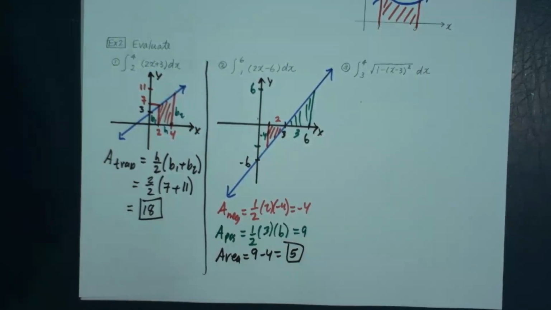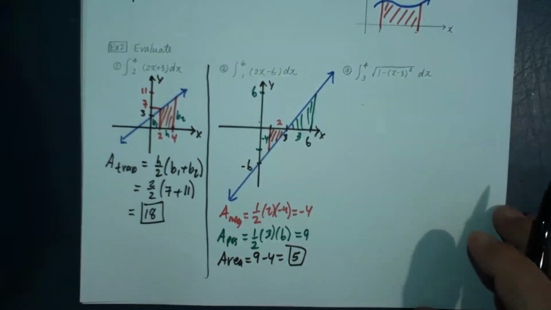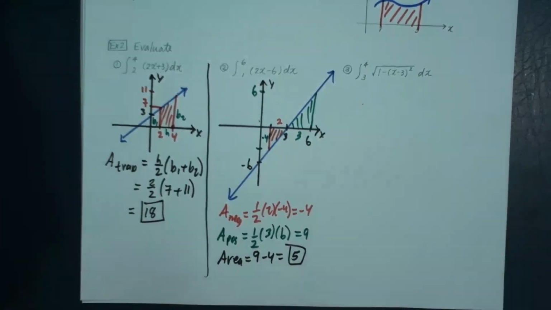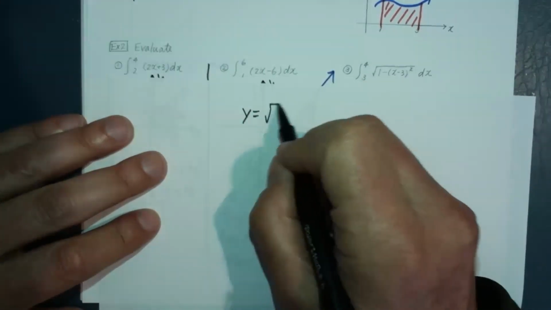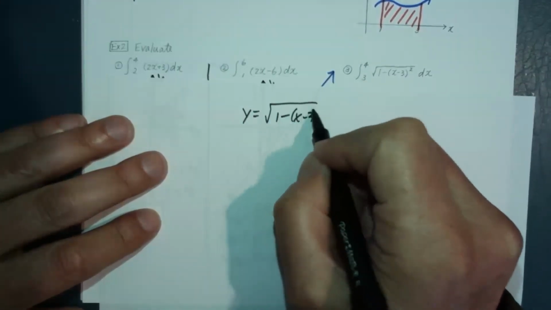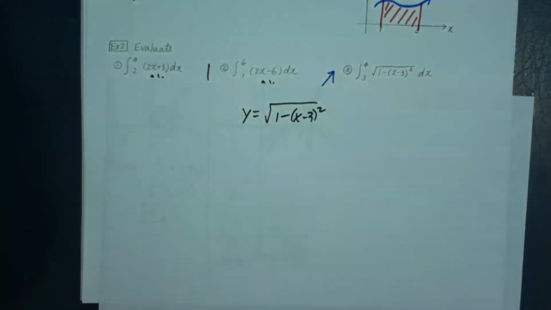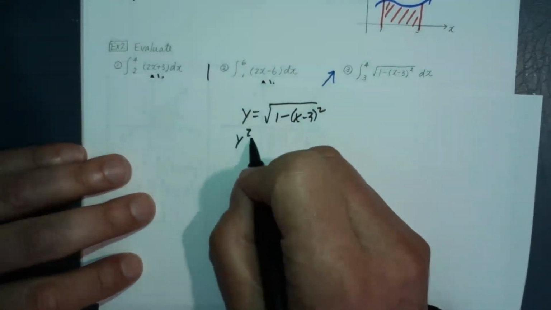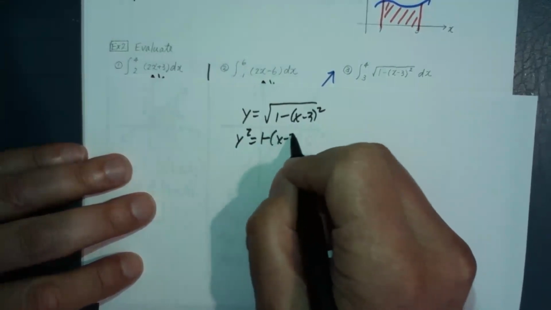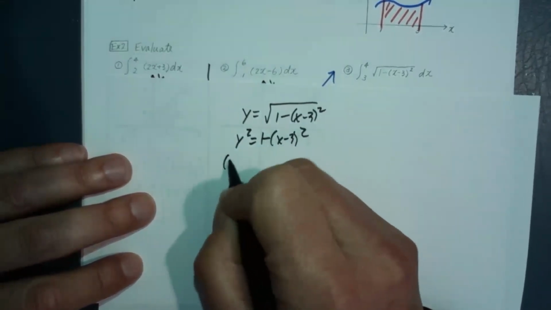Now, number 3, I need a little bit more of an explanation for us. So I'm going to grab a blank piece of paper here. There we are. And I'm going to copy this one down. So our function in this case is y equals the square root of 1 minus (x minus 3) squared. Now I just want to focus on that for a minute. And I'm going to square both sides, and I'm going to add that to the other side.